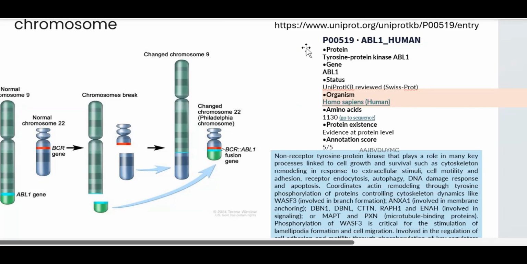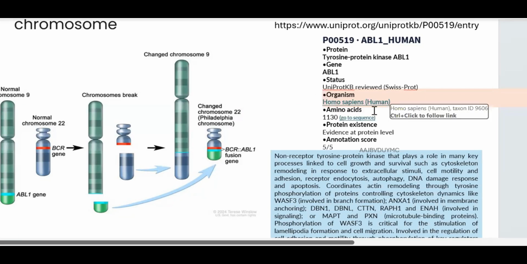What is that protein involved in? It is tyrosine protein kinase, right? What is the gene? ABL1 gene. And what is the status? UniProtKB reviewed, Swissprot. That is the database name. We did not worry about it. So obtained from Homo sapiens.